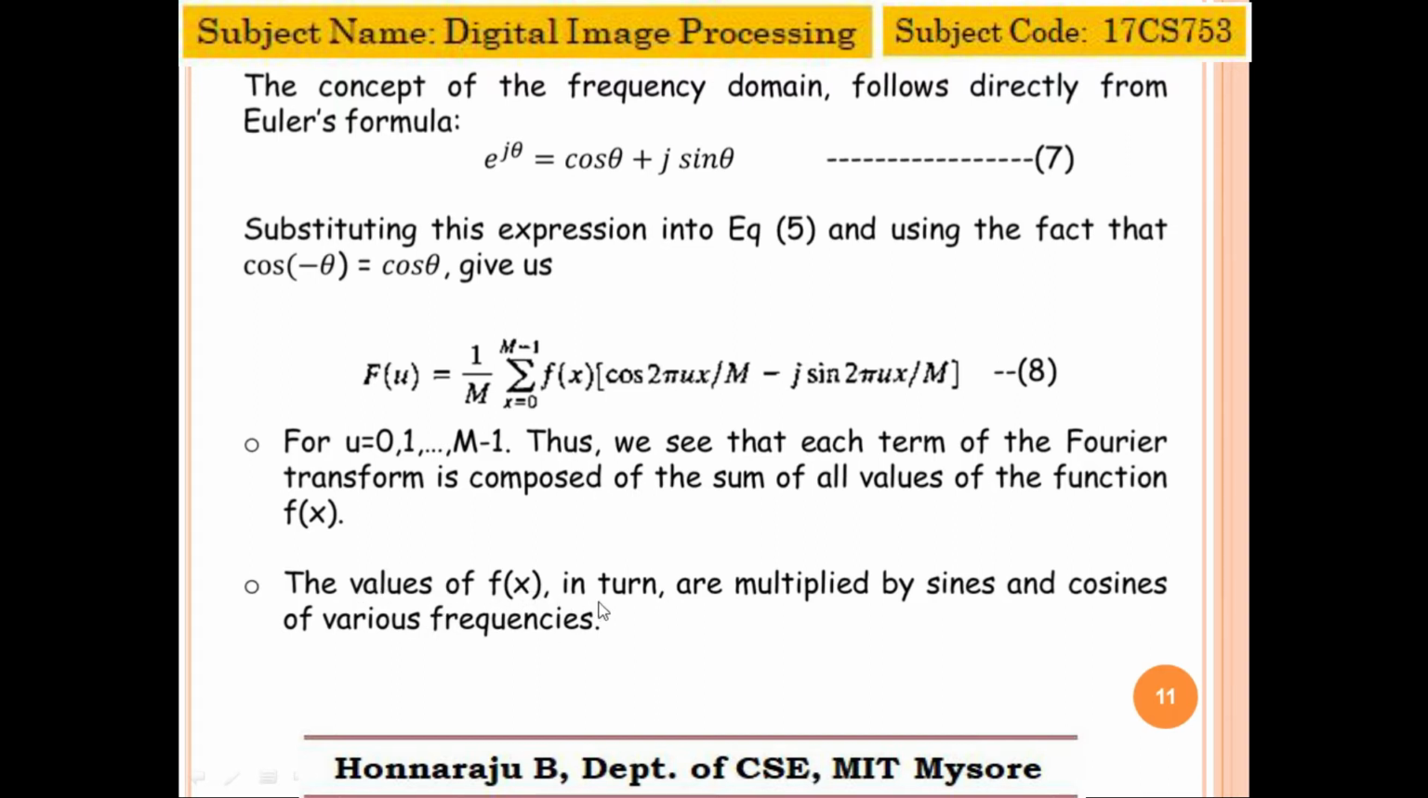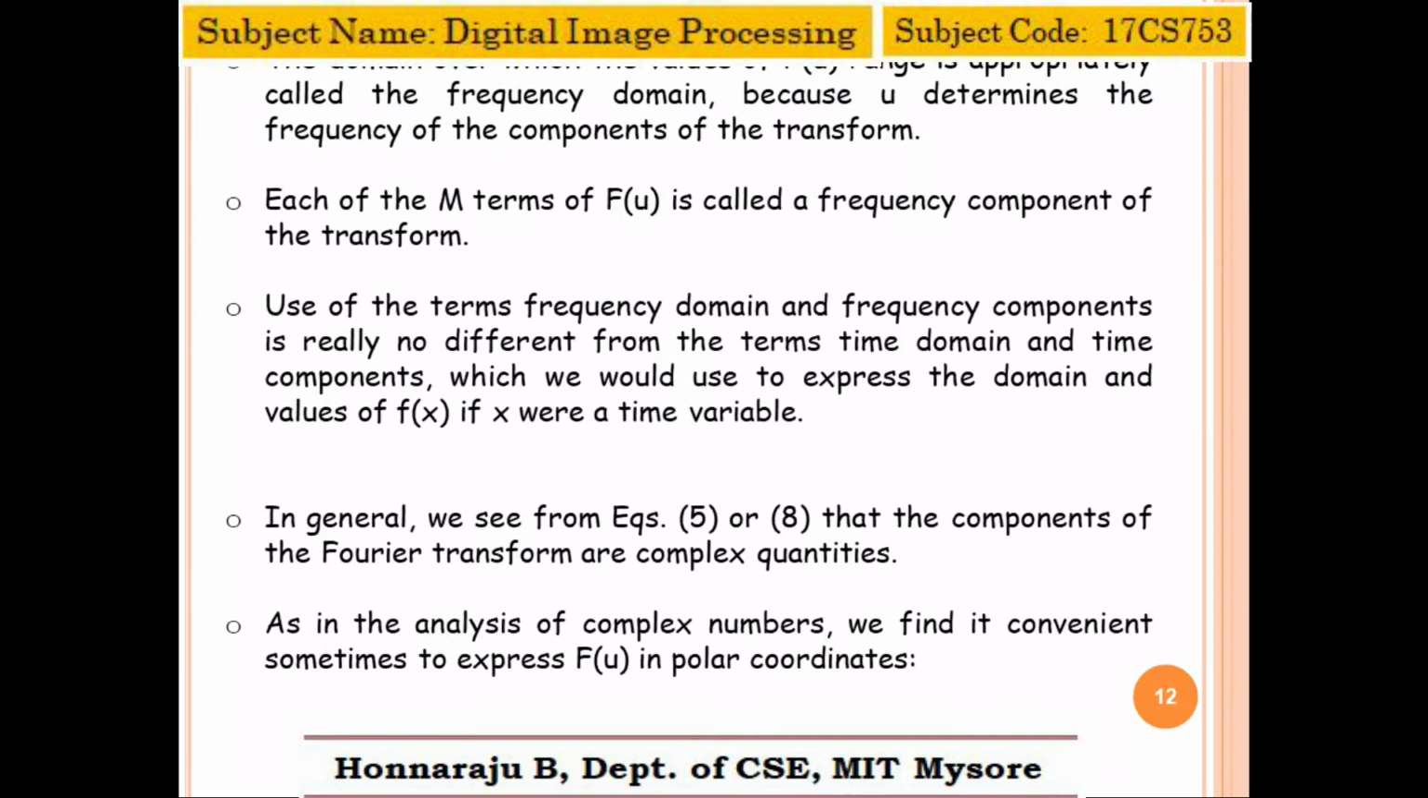The value of f of x in each term is multiplied by sine and cosine of various frequencies. So the domain over which the values of F of u range is approximately called the frequency domain, because u determines the frequency of the components of the transform. Each of the M terms of F of u is called a frequency component of the transform.